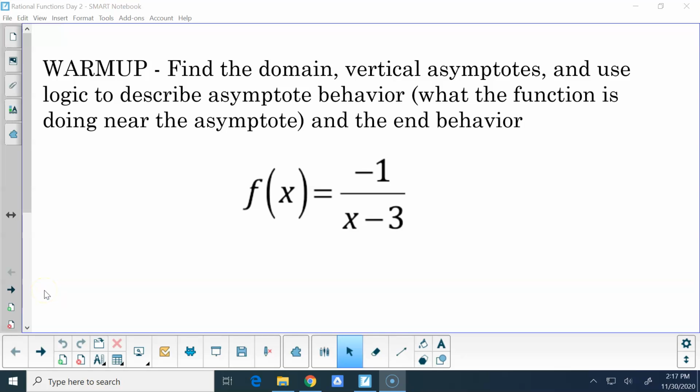All right, so it is Tuesday. This is a great warm-up problem. What I'd like you to do is pause the video, do this warm-up problem, find the domain, the vertical asymptotes, and then use logic to describe the asymptote behavior and the end behavior, and then restart the video once you've got those four things done. Check your answers, and we'll go from there.